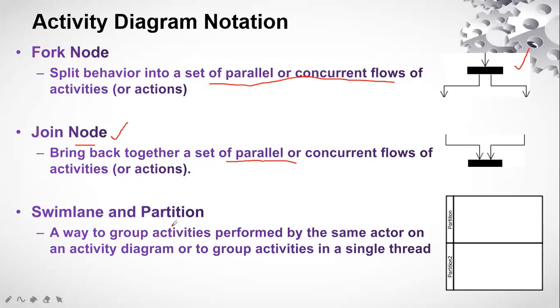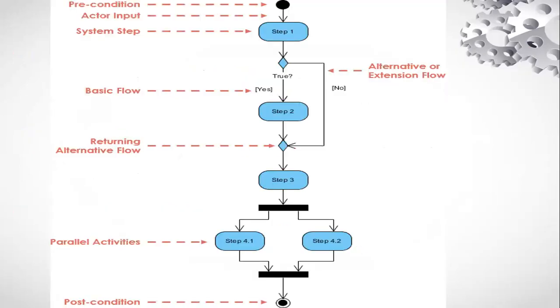Next one is the swim lane and partition. Now what is this swim lane and partition? It is a way to group activities performed by the same actor on an activity diagram, or to group activities in a single thread. What this means is, if there is an actor performing a group of activities in a single thread, then we give it in this particular format. There is a rectangular box with two partitions, and the activities must be written out here, right? So these are the notations.